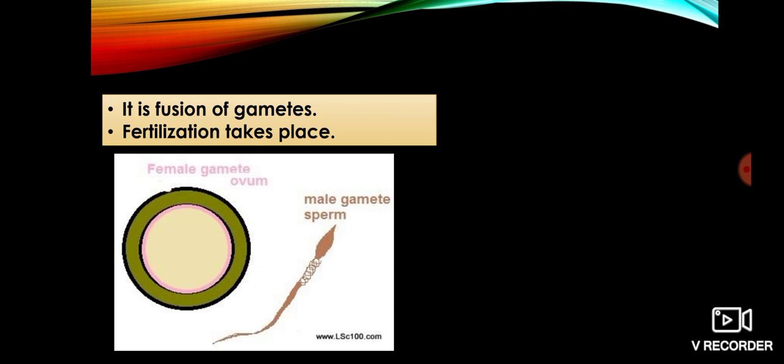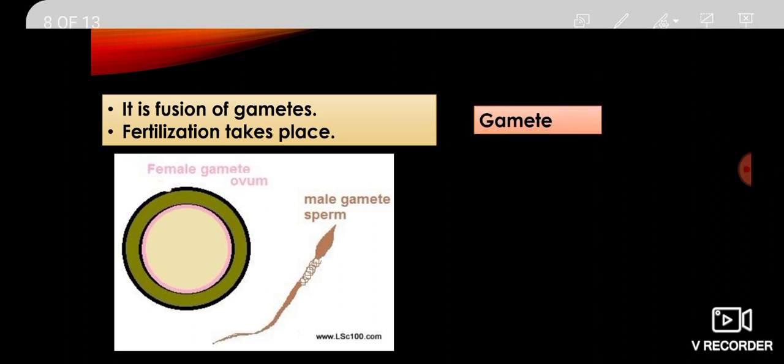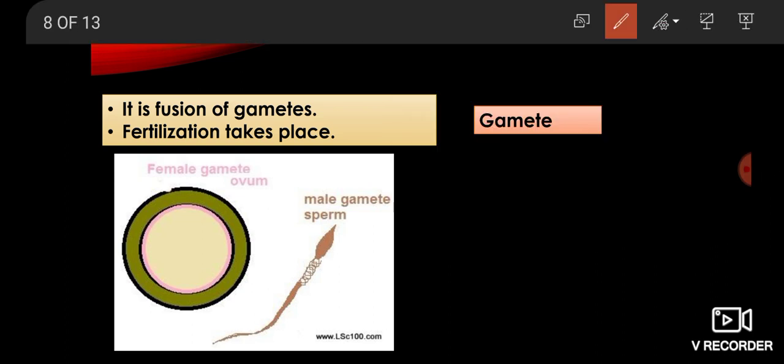Now you might have the question: what is a gamete? Before moving to the gamete, let's name the female gamete and male gamete. So dear students, the female gamete is called ovum, whereas the male gamete is called sperm. This is also a very important question, many times asked in exams for 1 mark: give the names of female gamete and male gamete. So the name of the female gamete is ovum and the name of the male gamete is sperm.